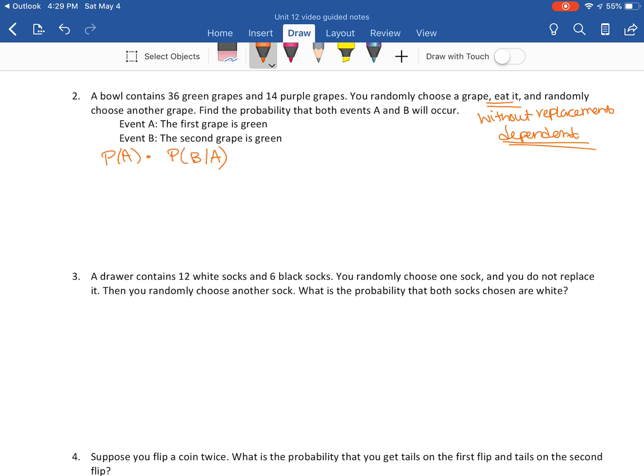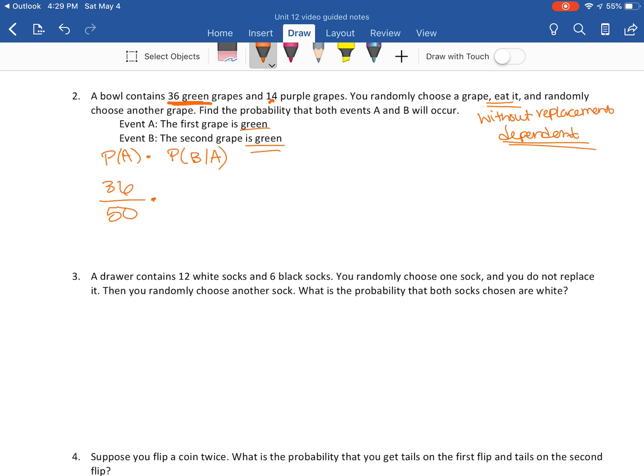Well, what's the probability that the first grape is green? We have 36 green grapes and 14 purple grapes, which leaves us with a total of 50 total grapes. So the probability that the first grape is green is 36 out of 52. Okay. Well, then we want the probability that the second grape is green.